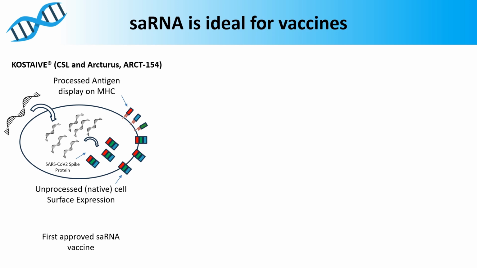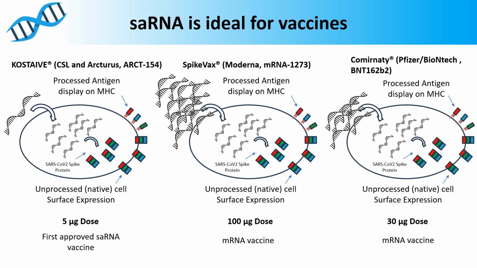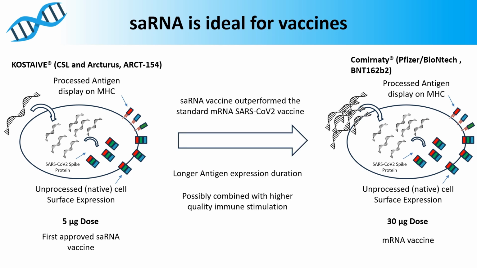And notably, the dose that was used in this case with the self-amplifying RNA vaccine is very small. It's only 5 micrograms, so it's 20 times lower than the dose that's required with Moderna's SARS-CoV-2 vaccine, and 6 times lower than what's used with the Pfizer-BioNTech vaccine. And it actually outperformed the Pfizer-BioNTech mRNA vaccine in direct comparisons during its clinical trials. And in this trial, it would appear that the antigen expression levels between the Pfizer-BioNTech and the self-amplifying vaccine appeared to be quite similar, but the expression duration was longer for the self-amplifying RNA. So between this and the superior immune stimulation that you get when you use self-amplifying RNA, it makes sense as to why it would outperform the Pfizer-BioNTech vaccine in terms of efficacy.